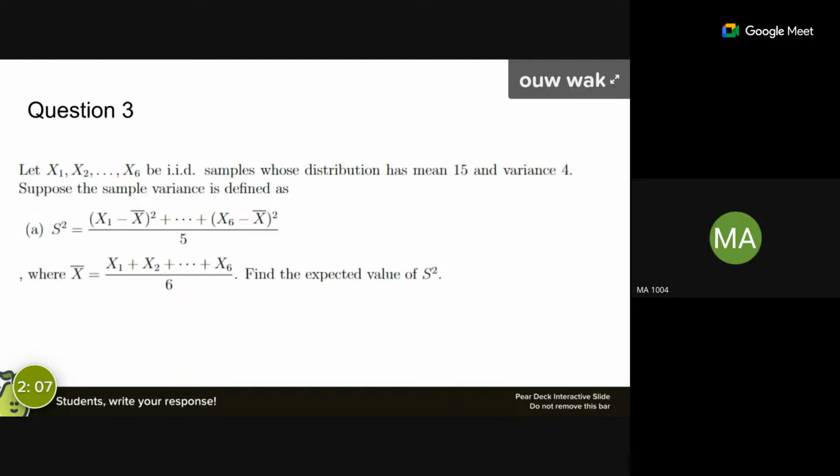So we say that your x1 to x6, these are your random variables. They are IID samples. That means they are independent and identically distributed, like some other random variable x, whose mean is 15 and whose variance is 4. So if I ask you what is the mean of x6, then 15. Yeah. Okay.